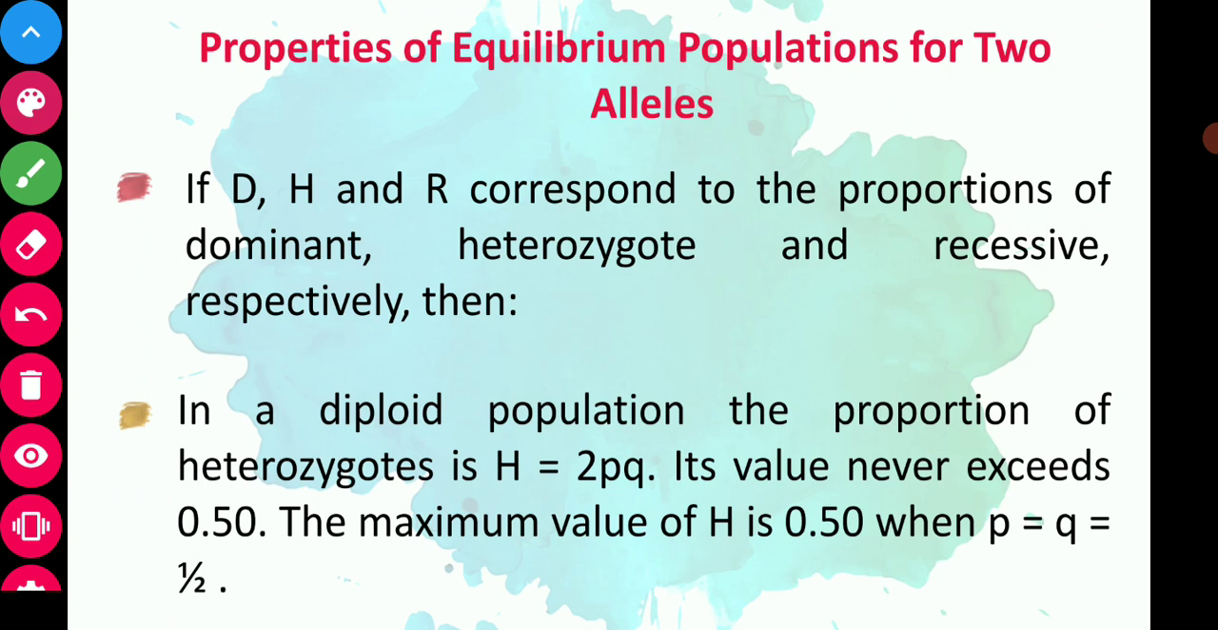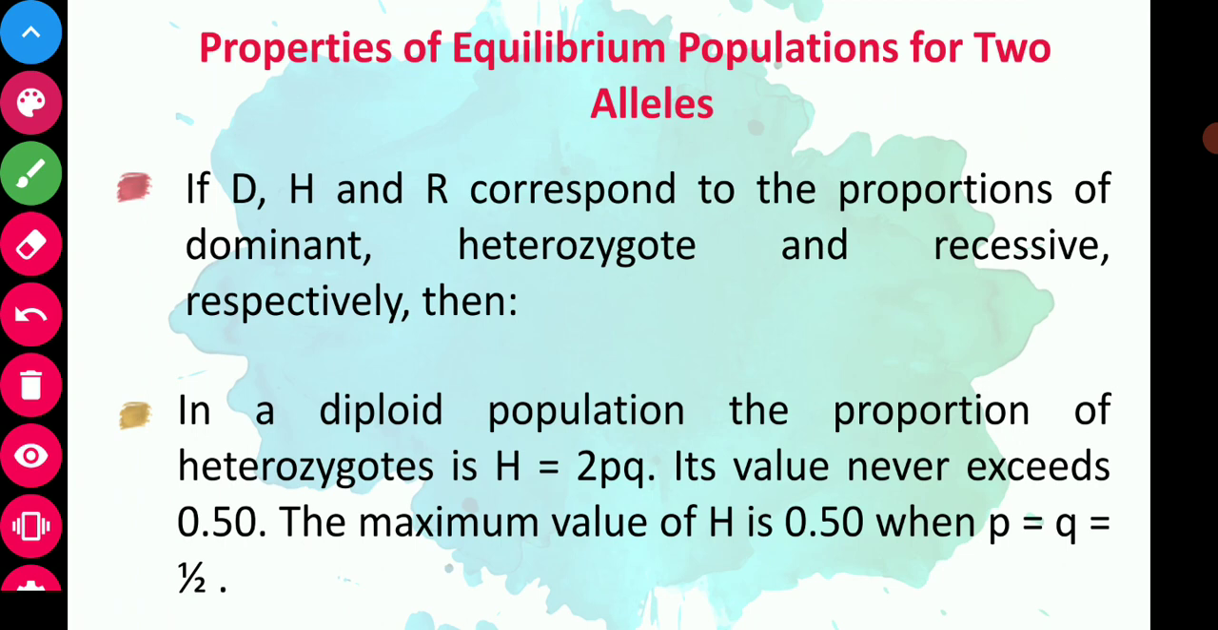In this lecture, we will be studying the properties of an equilibrium population for two alleles. That means two alleles present on a single locus. So the characters or traits being controlled by a single locus having two alleles. All these properties will be restricted to characters controlled by one locus having two alleles.